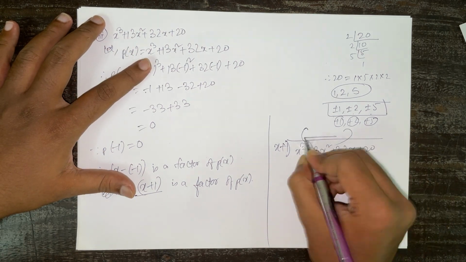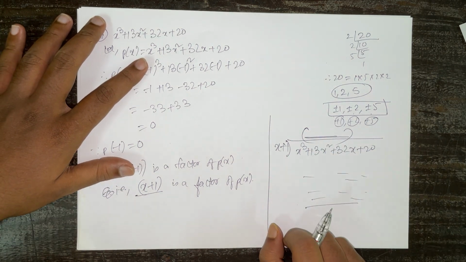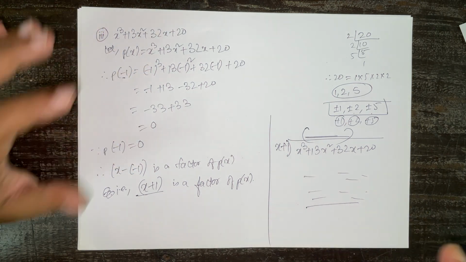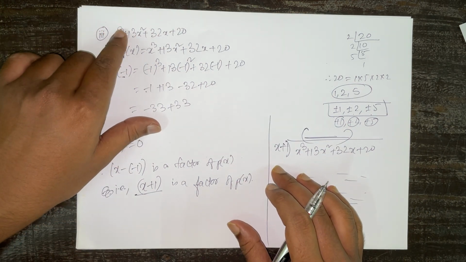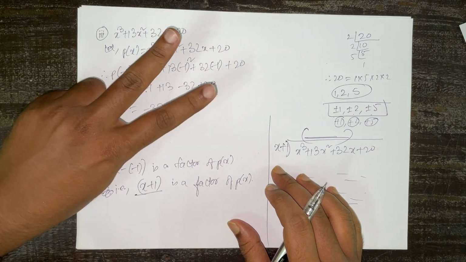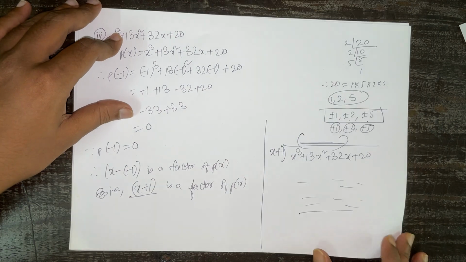From here we will get one factor, a quadratic one. Then we will do the middle term factorization of this one and we will get 3 factors. So how many factors you will get? Always see the degree of the polynomial. The degree is 3, you are going to get 3 factors. The degree is 2, you are going to get 2 factors. So that is how we do this type of sums.